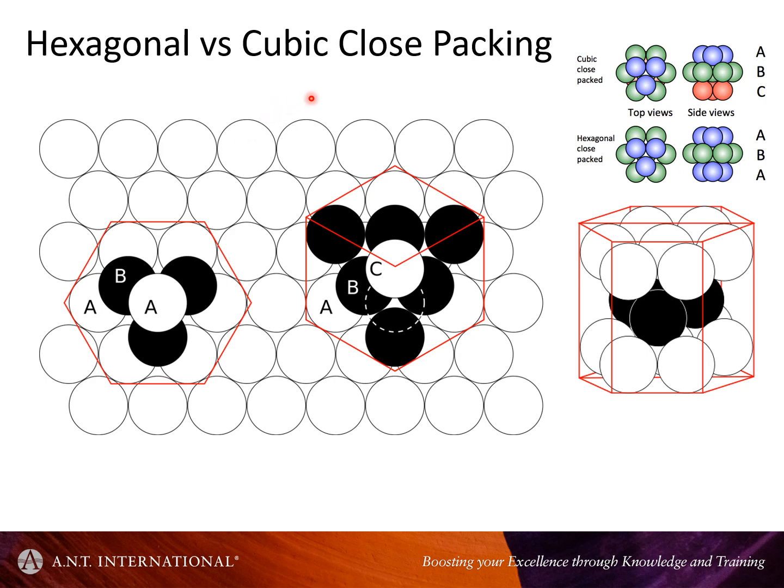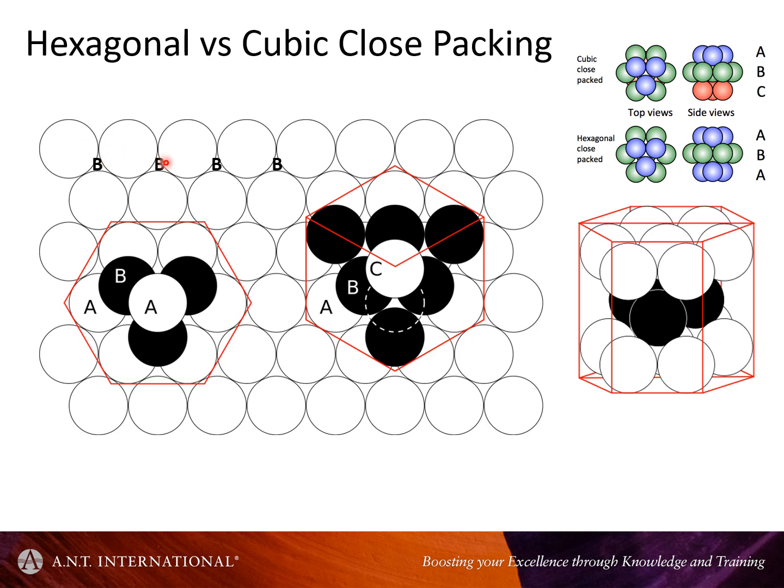So the difference between HCP and FCC is the stacking sequence. In the HCP, it is ABA, and in the FCC, it's ABC. Now, what do I mean by that? So let's start by looking at a layer of atoms. And this could be in an FCC structure or HCP structure. We've created our first layer.